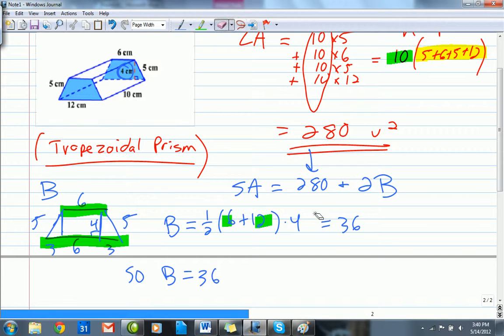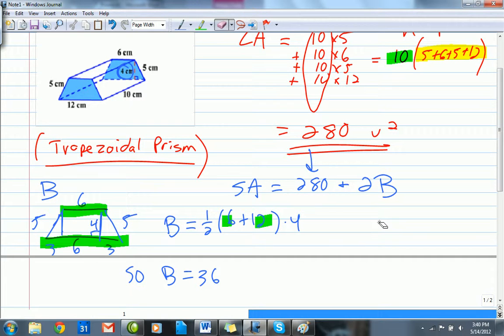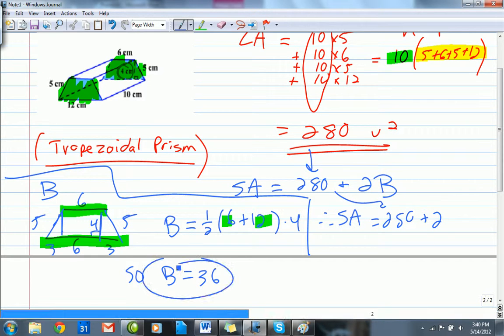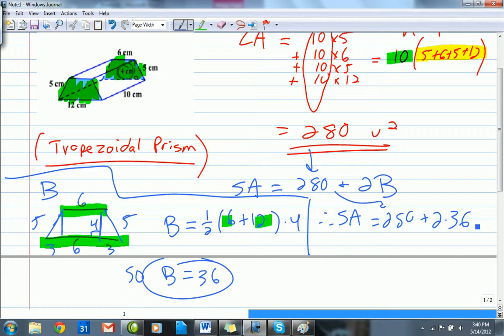I'm just going to move this out of the way here because it's getting a lot of weight. And that's the area of one of the trapezoid bases, right? So that area right there is 36. But there are 2 of them, they're both congruent, and that would complete the surface area value. So the surface area is going to be our 280 lateral area plus 2 of these capital B's, 36s. The top and the bottom both have area 36. So it's going to be 280 plus 72. And that gives us 352 square units.